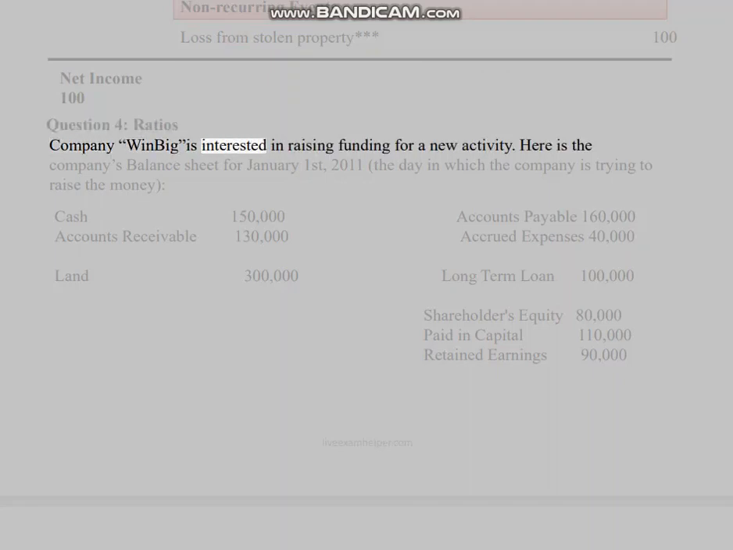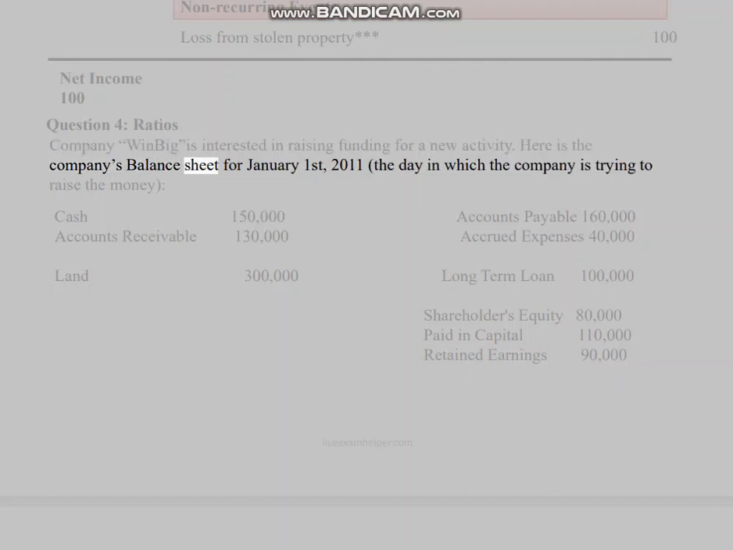Question 4. Ratios. Company Winbig is interested in raising funding for a new activity. Here is the company's balance sheet for January 1, 2011, the day on which the company is trying to raise the money. Cash 150,000. Accounts payable 160,000. Accounts receivable 130,000. Accrued expenses 40,000. Land 300,000. Long-term loan 100,000. Shareholders' equity: paid in capital 110,000. Retained earnings 90,000.